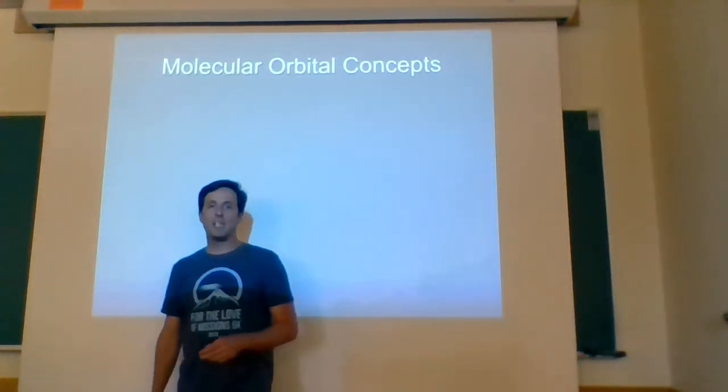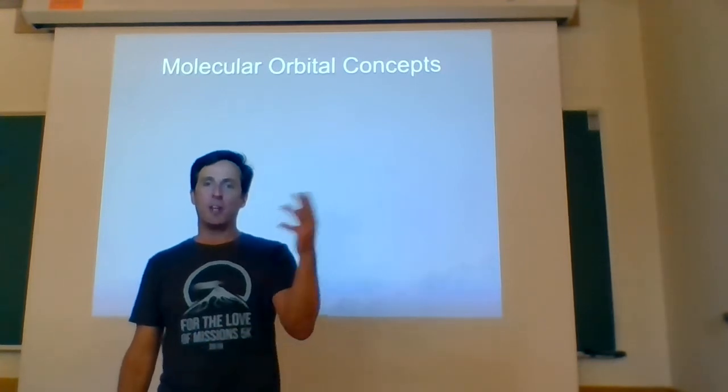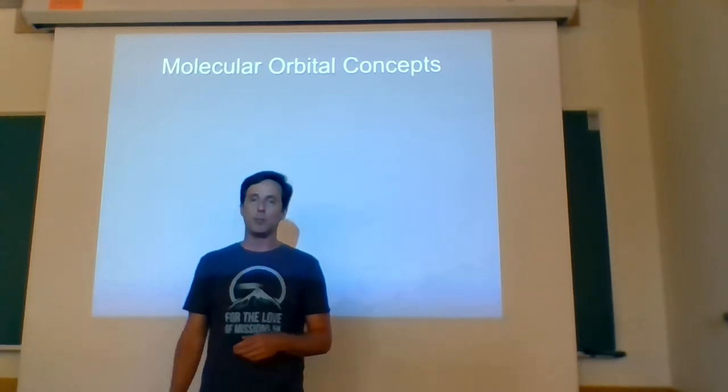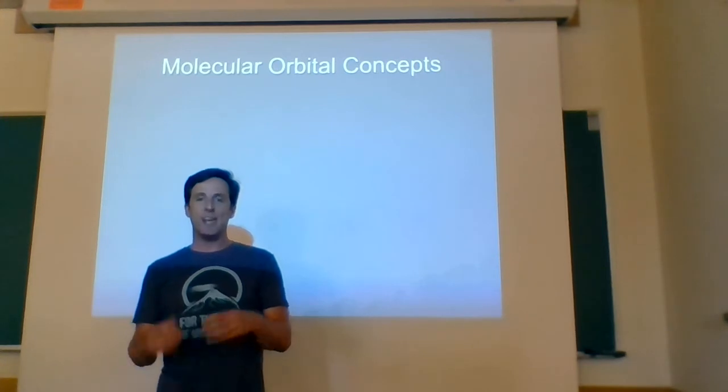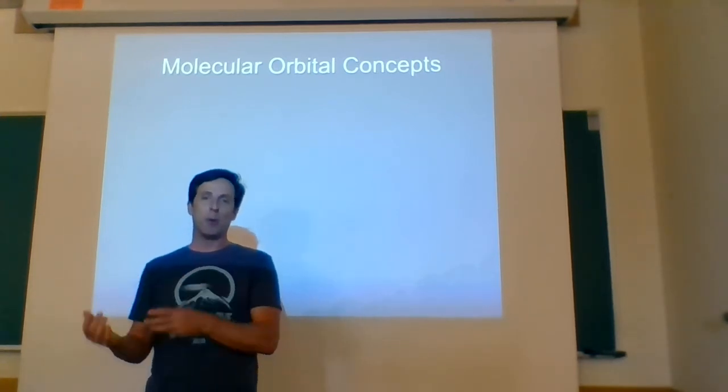Hey guys, this is Chapter 9, Part C, studying MO theory. We just finished talking about valence bond theory, now we're moving to molecular orbitals. It's a more in-depth description of how bonding occurs. It's also a very different approach.